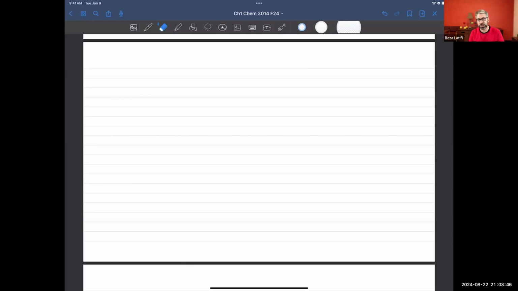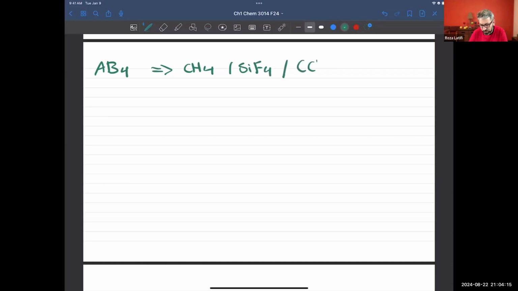So now I'm going to go through tetrahedral geometry, and we can have one lone pair, two lone pairs, or maybe three lone pairs and one sigma bond. Okay, so how about this? Let's go with AB4. We have four identical elements attached to the central atom, and one example is going to be CH4. Silicon tetrafluoride, carbon tetrachloride, you can use any of those.